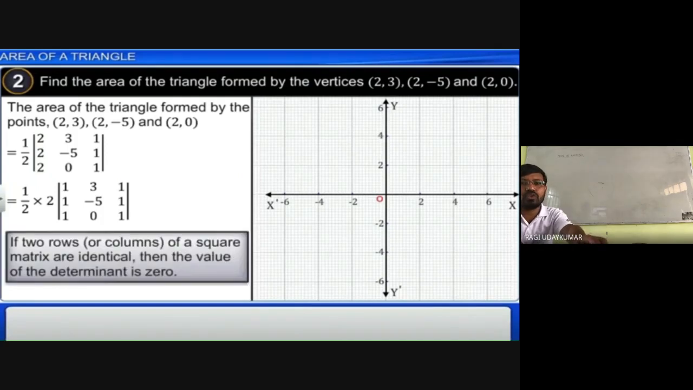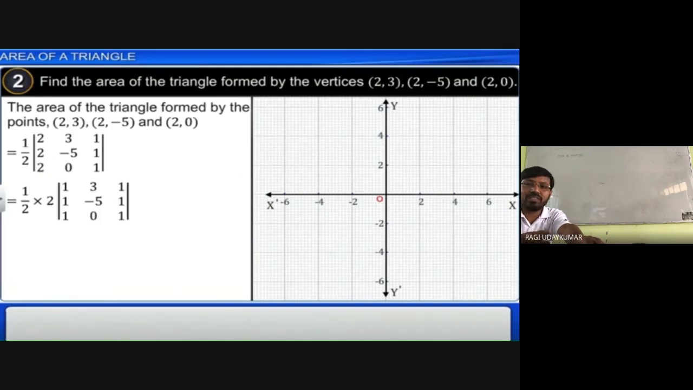So what is done here? 2 is taken common from the first row. So what will you get here? 1, 1, 1. The first row and the first column, third column are identical. Therefore, the determinant of the matrix is 0. The area of the determinant means the area of the triangle is 0.